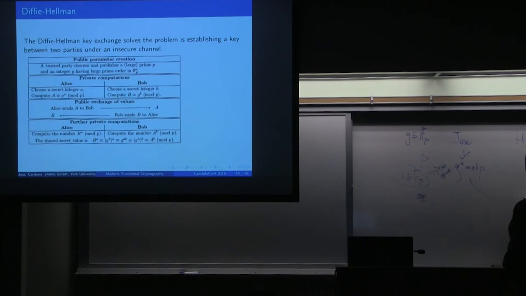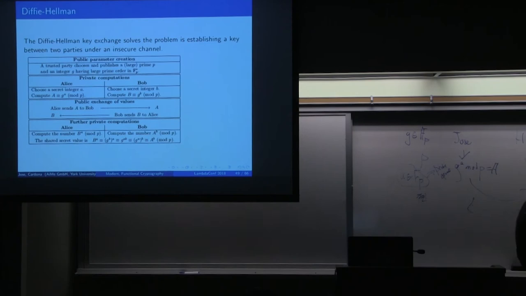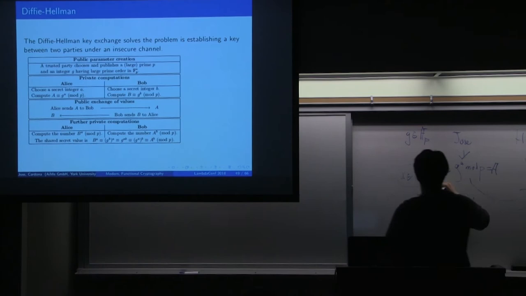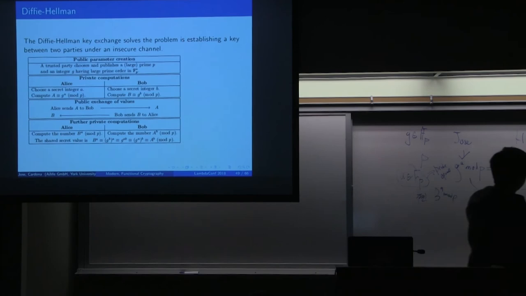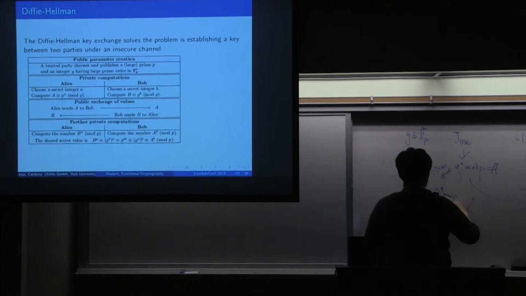Let's call this A, and let's call this B. What Jose computes is B to the power of A mod P. And Jose B computes A to the power B mod P. I did it right. And it turns out that these are equivalent, actually. This gives you G to the AB mod P, and this also gives you G to the AB mod P.